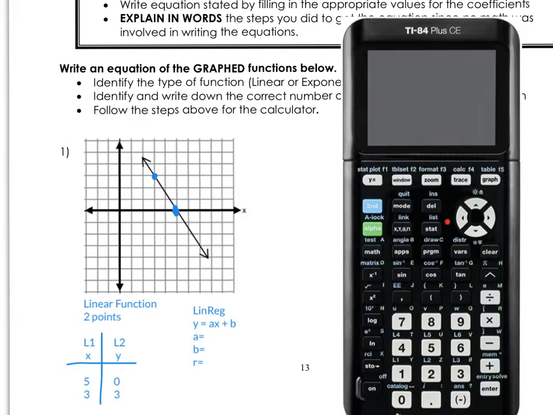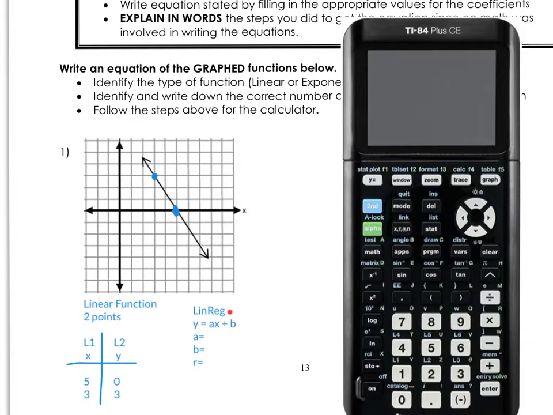Now that they're clear, I'm going to go back to L1. Then I would enter in my x values. So the 5, enter. And then 3, enter. Then I'm going to go over to L2 and I'm going to type in the 0, enter, and then the 3, enter.